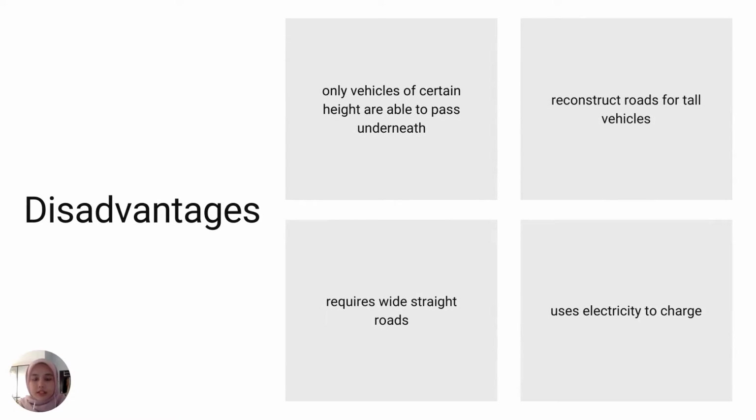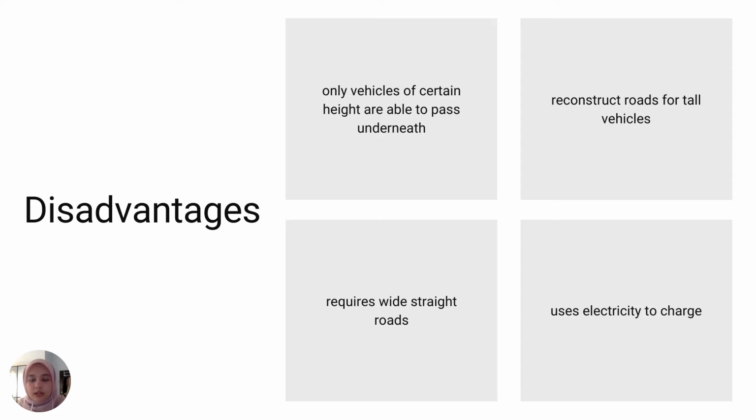Moving on to the disadvantages of the trading bus. Only vehicles of a certain height would be able to pass underneath the bus. Since the lanes for the elevated bus are limited to passenger vehicles no more than 2.2 meters, local buses, vans and trucks are not able to pass underneath. Thus, we would have to reconstruct roads for the taller vehicles, which is the second point. This is to prevent accidents from happening.